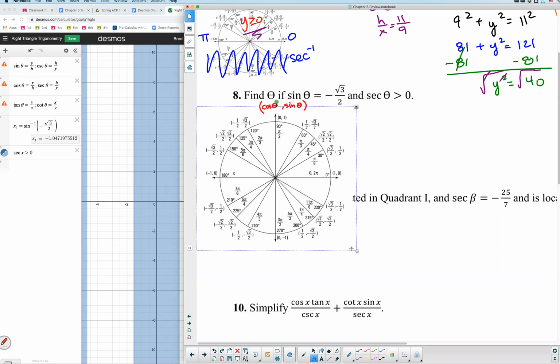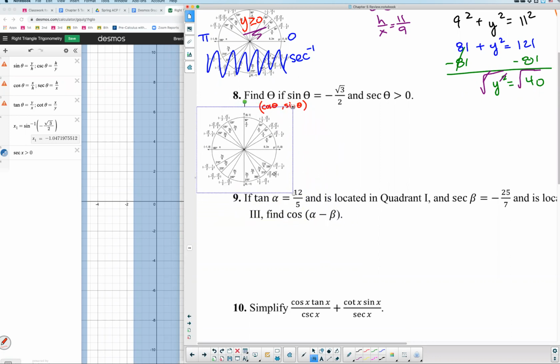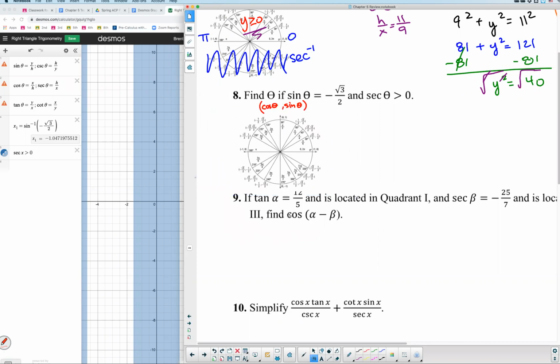Okay, so now that I have that, I'm going to shrink this a little bit so I'm not covering up the next problem. And all right, here, I'm going to circle these up. So theta is either going to be 4 pi over 3 or 5 pi over 3. Now, this says secant has to be greater than 0. As a reminder, secant is h over x. And so if h over x has to be greater than 0, h is always positive.